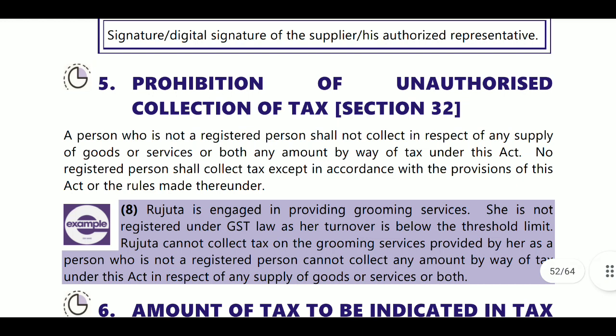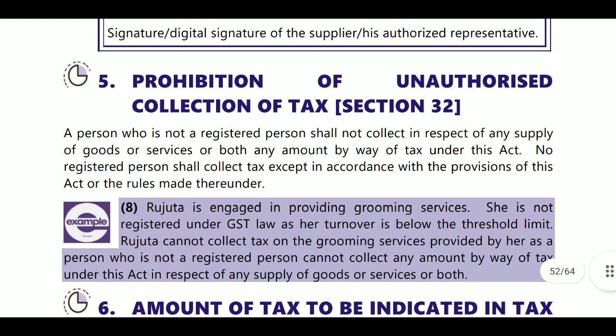Next, prohibition of unauthorized collection of tax, Section 32. A person who is not a registered person shall not collect tax in respect of any supply of goods or services or both, any amount by way of tax under this act, and no registered person shall collect tax except in accordance with the provisions of this act or rules made thereunder.